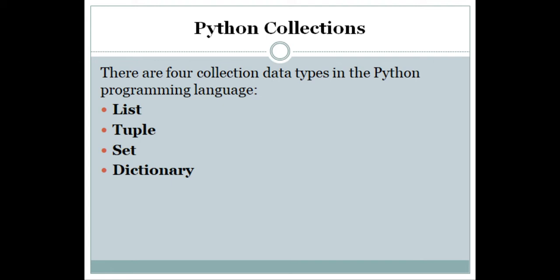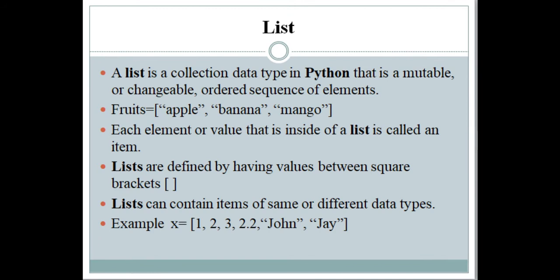So what is a list in Python? A list in Python is a collection data type which is a mutable, or changeable, ordered sequence of elements. Each element or value that is present inside of a list is called an item. We can define our list by having values between square brackets. A list can be a collection of the same or different data types, as I have shown in the example. So let us go to the Python console in PyCharm, where we will put all of this theory that we have discussed in action.